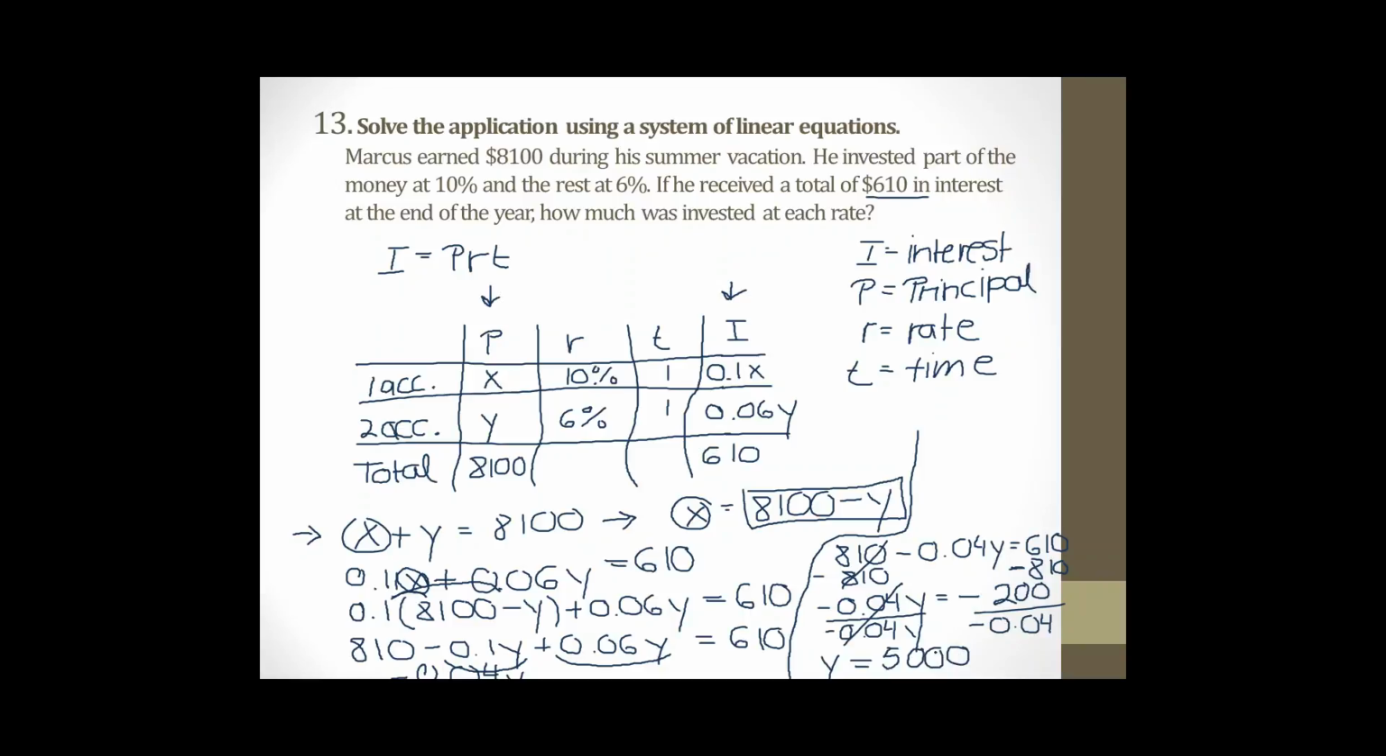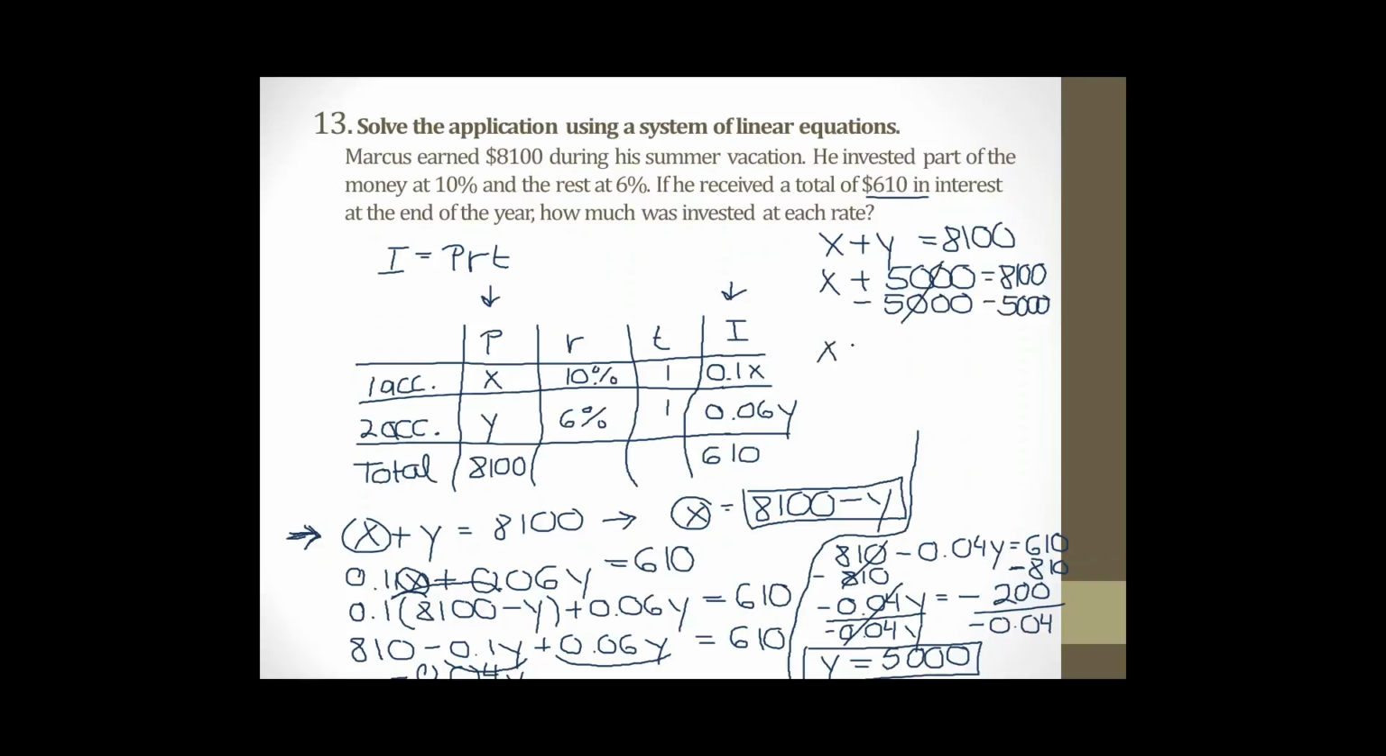Now I need to go back to one of my original equations, and I'm going to pick the first one because it's just easier to find my x value. Using the first equation, which was x plus y equals 8,100, and plugging in my y value, I should get my x. So x plus 5,000 is equal to 8,100. Subtracting 5,000 from both sides, our x is equal to 3,100.